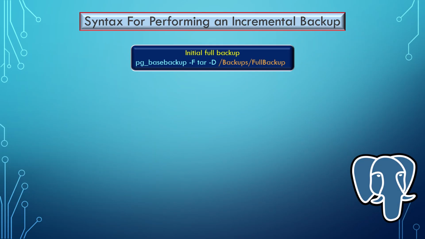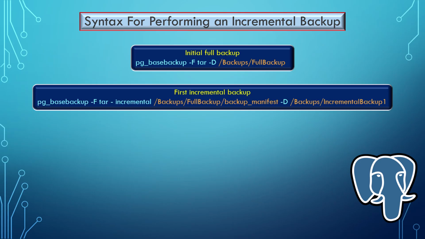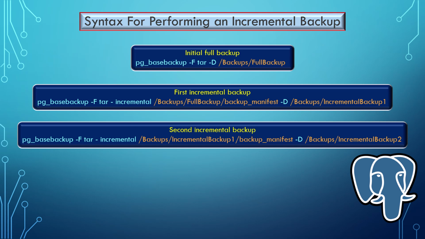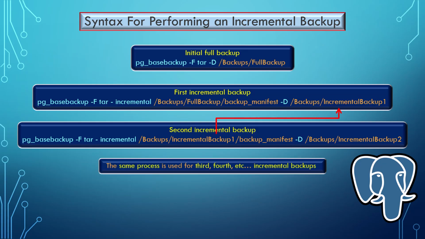To perform an incremental backup, you will first need to take a full backup using the syntax shown here. To take your first incremental backup, you would use the syntax shown here. Note that the incremental command line option has been included. Here we reference the backup_manifest file that was created during the full backup. To take a second incremental backup, it will reference the backup_manifest file that was created in the first incremental backup. This same process is used for the third, fourth, and other incremental backups.